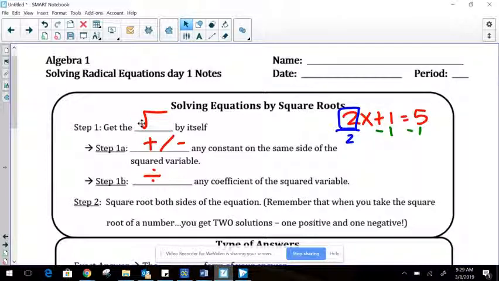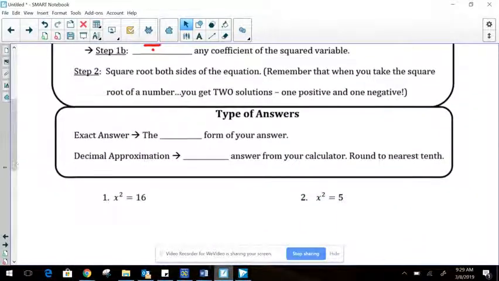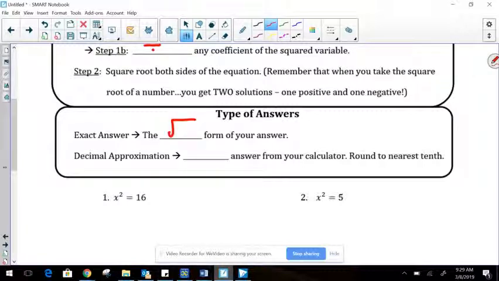Okay, then you're going to square root both sides of the equation. Remember, when you take the square root, you get two solutions. So like positive and negative 2. All right, the exact answer. That is the radical or square root form of your answer. That's simplified, so we'll break those down if we need to.